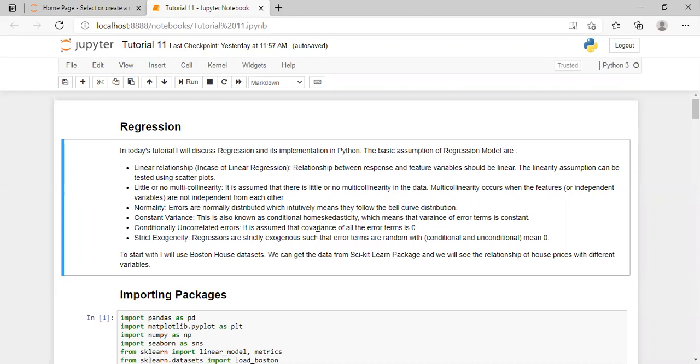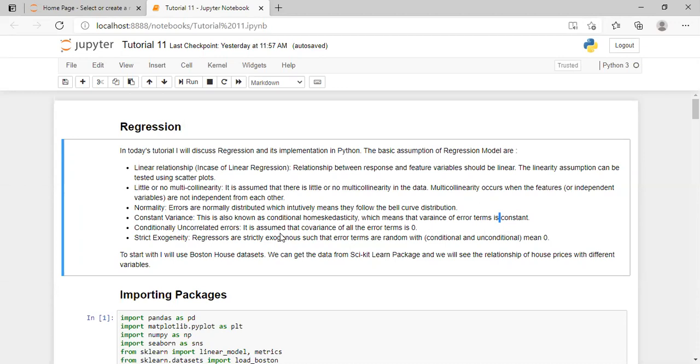The next assumption is the normality assumption, which assumes that the errors generated from the regression follow the bell curve distribution, which is the Gaussian normal distribution. Another assumption is the constant variance assumption, which is known as homoscedasticity. This simply means that the variance of the error which we calculate from the regression should be a constant term.